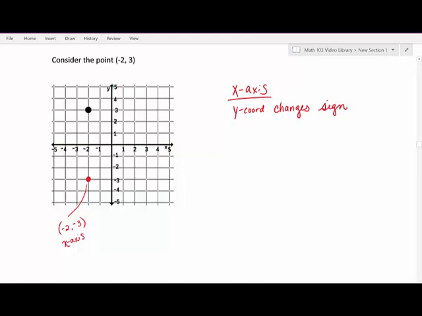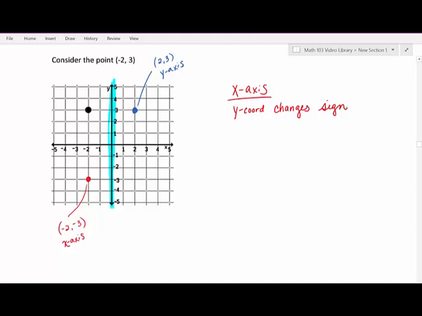Okay, let's do the same thing this time with the y-axis. Here's our y-axis. If we want to find the point that would exist if we had symmetry with respect to the y-axis, that means it would have to match left and right side of the y-axis. Our original point, (-2, 3), is 2 units to the left of the y-axis, so the symmetry point would be 2 units to the right of the y-axis. This is the point (2, 3).